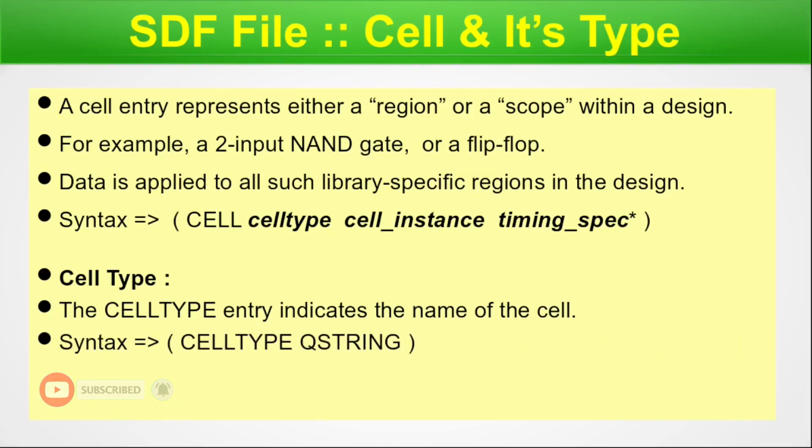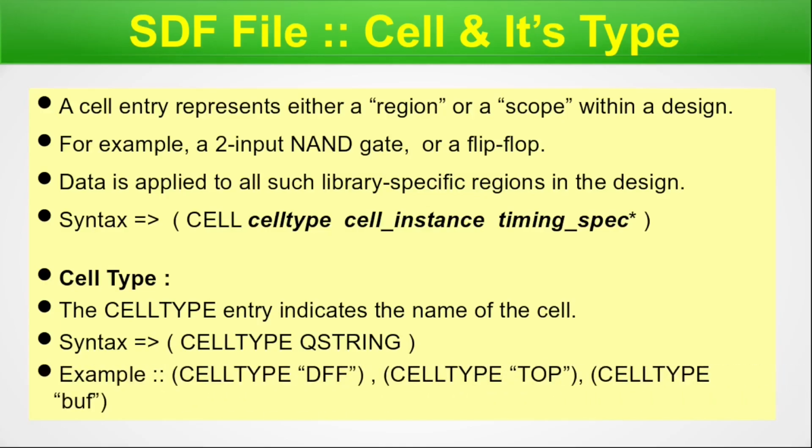Syntax, cell type, then uString. That means a text. uString, I think it's maybe the quoted string. That means within the quotes it's the string. That means it's basically a text. The examples are like cell type DFF, D flip-flop, cell type top, it could be top of the design, cell type buff could be the buffer. So this way, these are the examples. We are done with this particular slide.